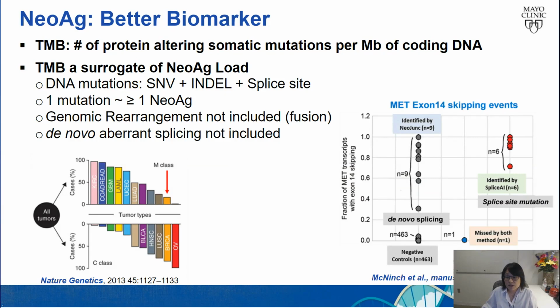An early Nature Genetics paper showed that cancers in the ovary or breast are C-class, mostly driven by genomic rearrangements but not small mutations. Our own work, to the right, showed that not all splicing events had associated DNA mutations. For 16 lung cancer patients with known MET gene exon 14 skipping events, 9 came from de novo RNA splicing. Only 6 resulted from DNA splice site mutations. Therefore, TMB underrepresents neoantigen load and is not a very good surrogate.